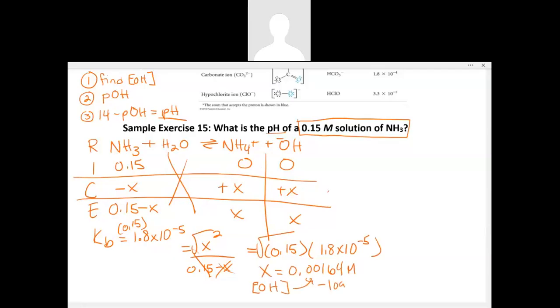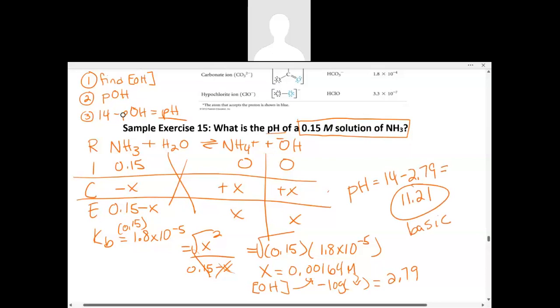So we can take the negative log of that, 0.00164 molar, plug that in. We get a pOH equal to 2.79. Now the last step here, to solve for pH, we're going to do 14 minus 2.79, and we're going to get our final pH of 11.21. This is a basic pH, so that makes sense for ammonia.